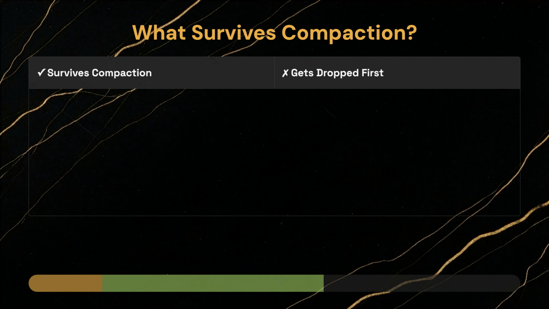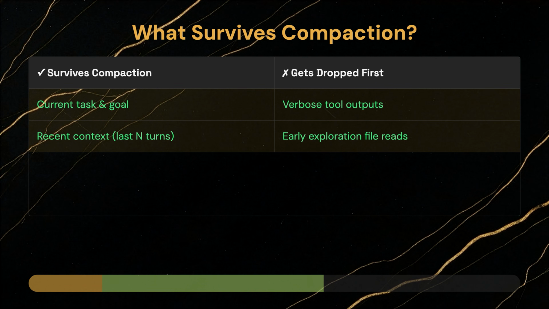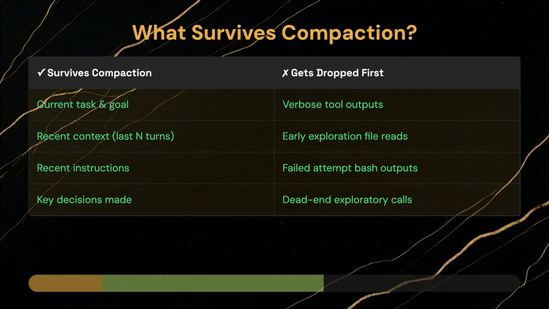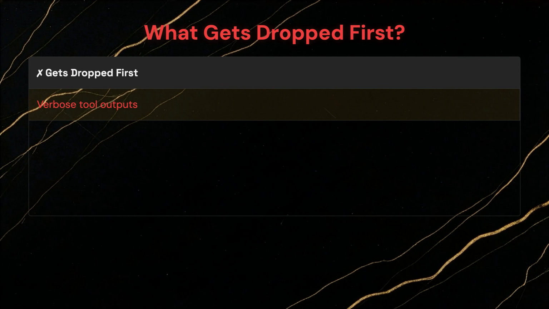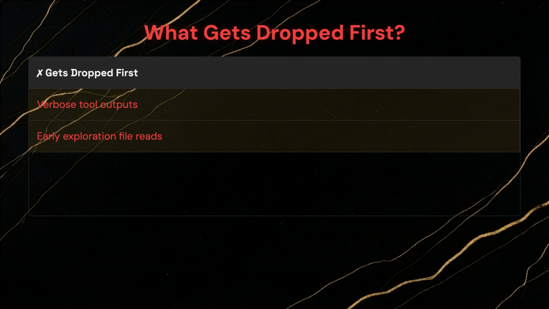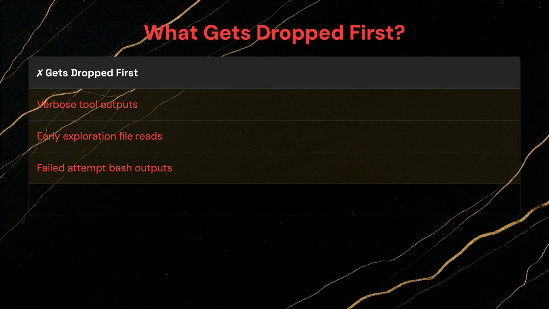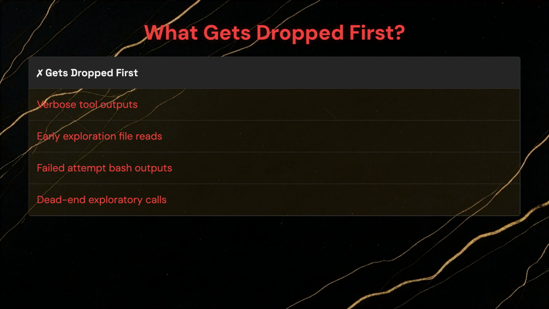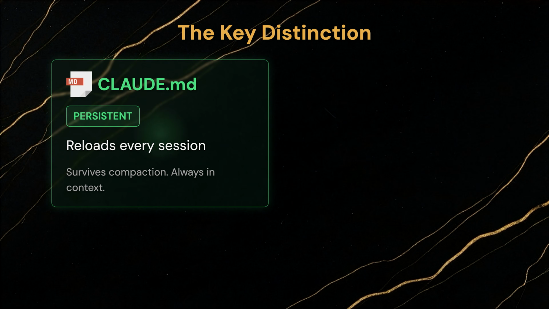What survives compaction? Your current task, recent context, recent instructions, and key decisions. What gets dropped first? Verbose tool outputs from early exploration, detailed error messages from initial failures, and exploratory calls that led nowhere. Here's the practical takeaway.